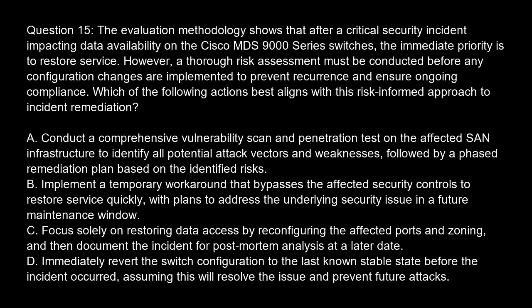Option A. Conduct a comprehensive vulnerability scan and penetration test on the affected DCSAN infrastructure to identify all potential attack vectors and weaknesses, followed by a phased remediation plan based on the identified risks. Option B. Implement a temporary workaround that bypasses the affected security controls to restore service quickly, with plans to address the underlying security issue in a future maintenance window.